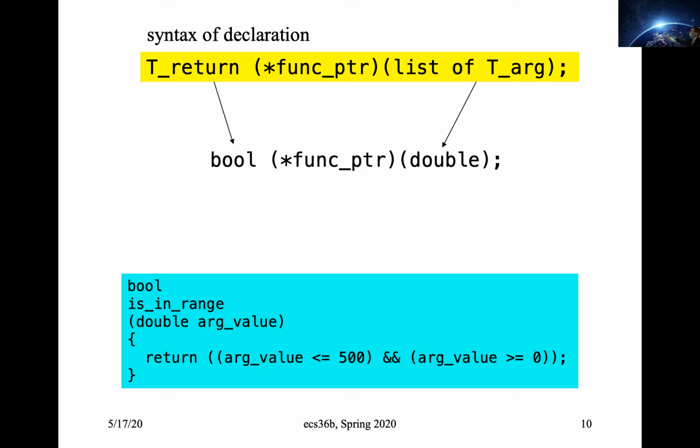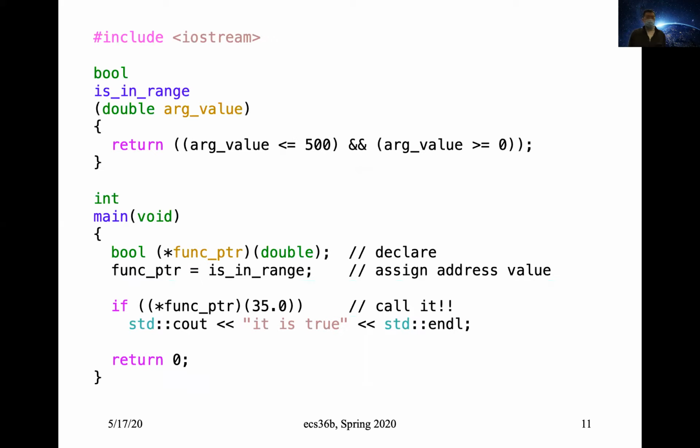All right, so essentially that is a pointer. Assuming I have this pointer, if this function called is in range matches this double signature, then it can actually be stored over there. Let me look at this example. You can see that I have that function I already declared called is in range. And this is the line where I actually declare the function pointer double.